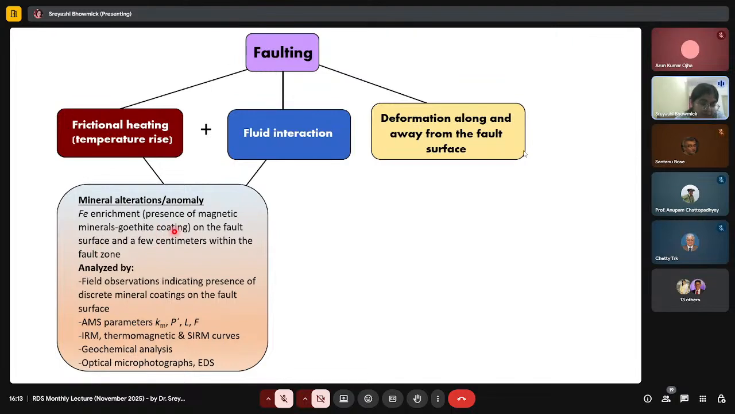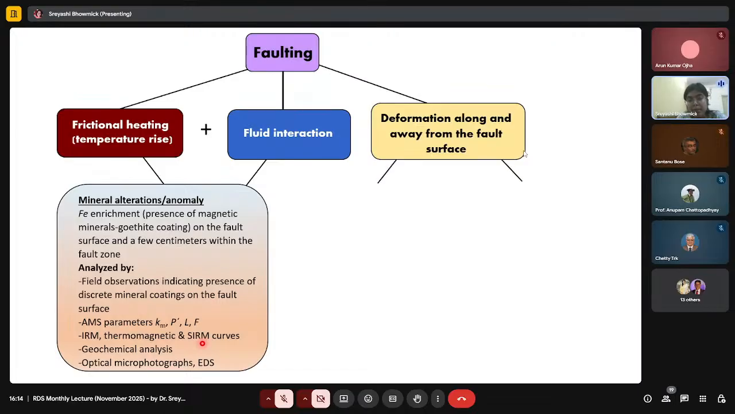So this kind of coating is found at the fault surface, and sometimes this kind of iron enrichment is also found within up to a few centimeters extending into the fault zone. This can be analyzed through field observation, especially if the coating is visible and we have veins. Sometimes if the coating is very thin, it's difficult, but we can still use magnetic parameters, geochemical studies, and optical micrographs, microscopic studies. However, if the coating is very thin, then while preparing the thin section, we find that this coating can wear off, especially if it is thinner than 1 millimeter or something like that.